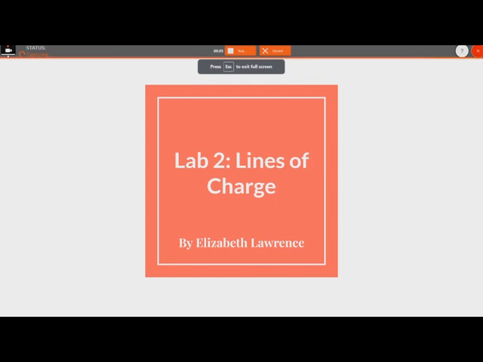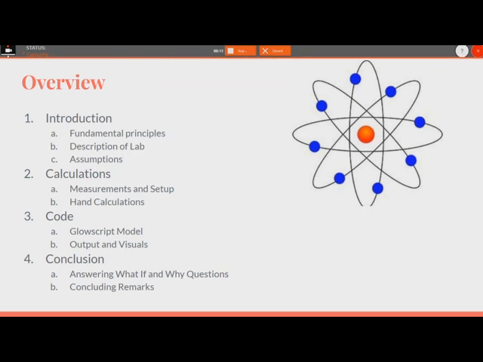Hi, this is Elizabeth Lawrence, and I'm going to be talking about Lab 2, which is all about lines of charge. To start, I'm going to go with an introduction where I'm going to discuss the fundamental principles that we used in this lab, and then I'm also going to do a description of the lab and state any assumptions that I made, and then I'm going to talk about my calculations, where I did my measurements and setup, and then go through my hand calculations that I did.